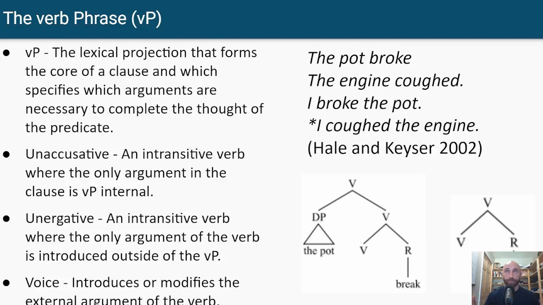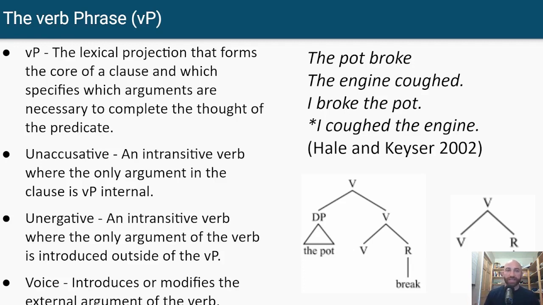The pot broke, the engine coughed. Okay, so in the pot broke, we have an intransitive sentence, right? And then in the engine coughed, we also have an intransitive sentence. And then they say, okay, with the pot broke, we can add an extra argument. We can say, I broke the pot, right? But this is not possible with cough. We cannot say, I coughed the engine. It just doesn't work. They start out the book saying, why is this the case?